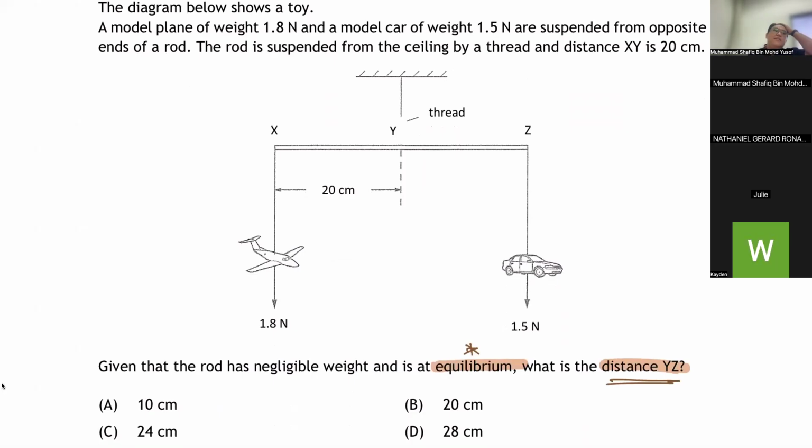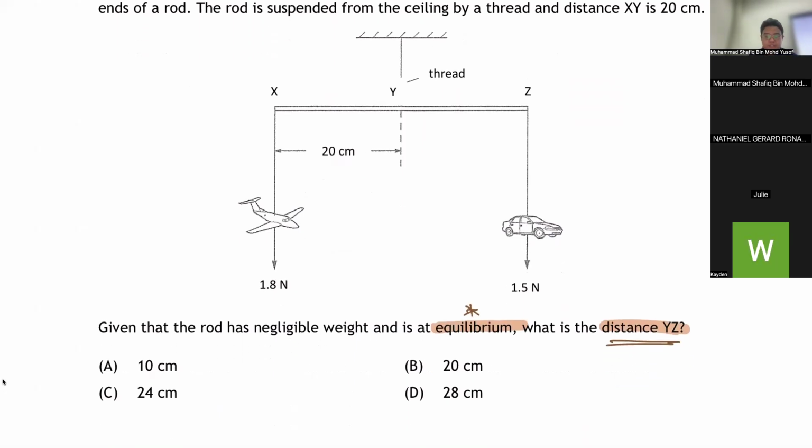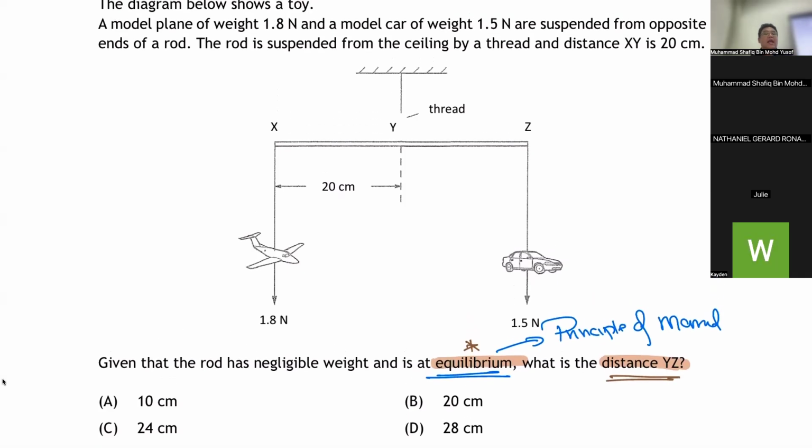Now, what are the key points or the keywords that you must take away from this question? Take note, equilibrium. Once you see the word equilibrium, what principle do we need to invoke, Elmira? Equal to? Correct. So that is your principle of moments. Wherever you see this word, you must invoke your principle of moments. As Elmira said perfectly, sum of clockwise moments equals sum of anti-clockwise moments in this case. Okay. Now let's take a look at this diagram.